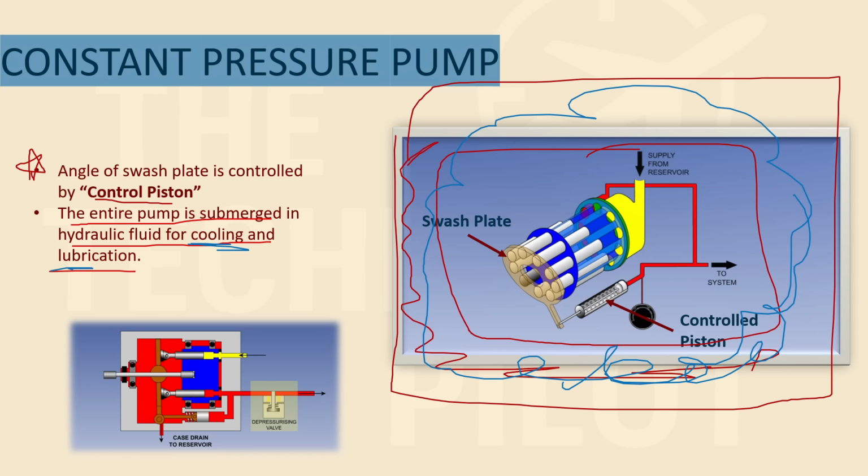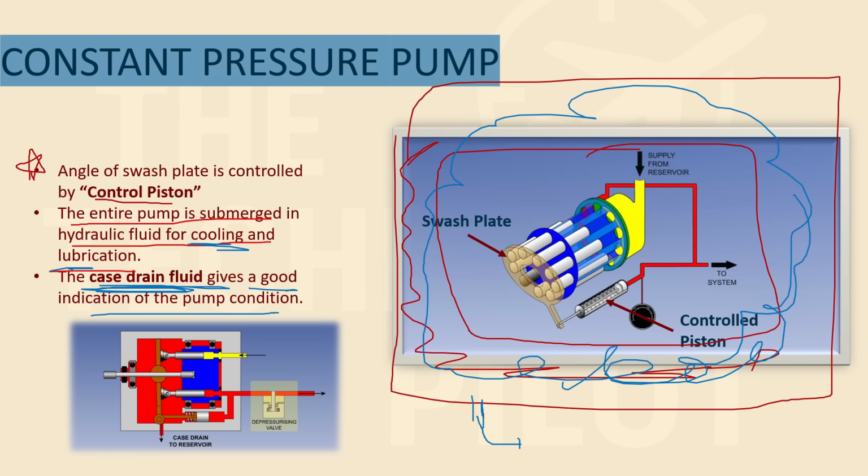And if you puncture a little hole through this pump and drain out some of this hydraulic fluid, this fluid is known as case drain fluid, and case drain fluid gives a good indication of how the pump is operating. You can measure it and find out the condition of the pump. You can get a good indication from this liquid that the pump is submerged in, right?